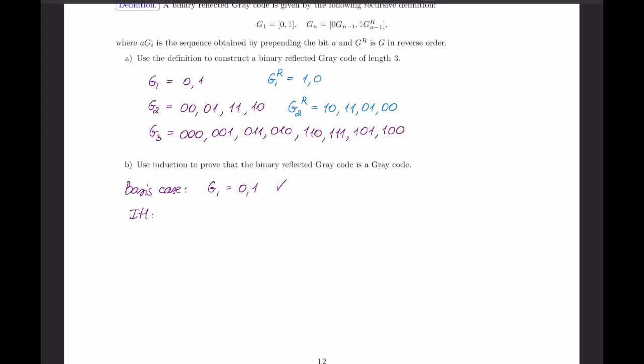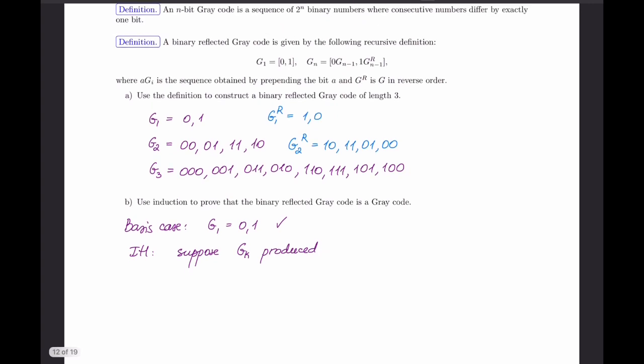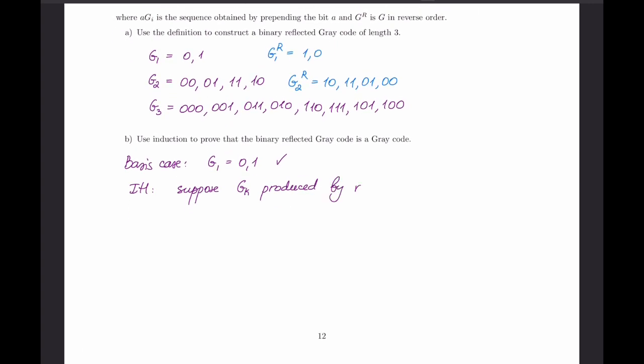Next, I have to state my inductive hypothesis. For my inductive hypothesis, I'm going to suppose that GK produced by the recursion is in fact a gray code. So every single element differs by 1 bit. And let me just introduce notation here to make it easier later on. So let's say my elements in this GK are G1, G2, all the way up to some GS.